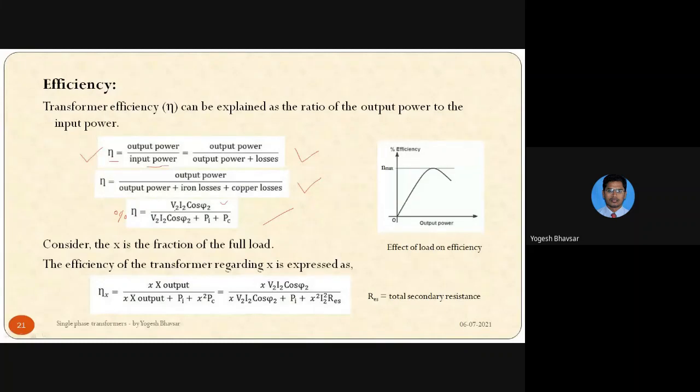Okay, remember that. So active power is V2 I2 cos phi 2, divided by output power V2 I2 cos phi 2 plus iron loss plus copper loss. So we have put in all the notations. This is the complete formula to calculate the efficiency.